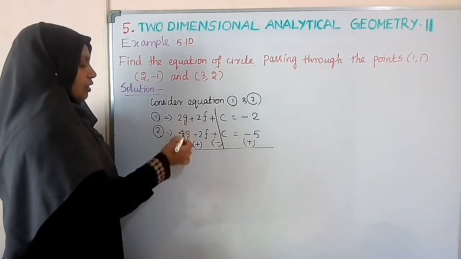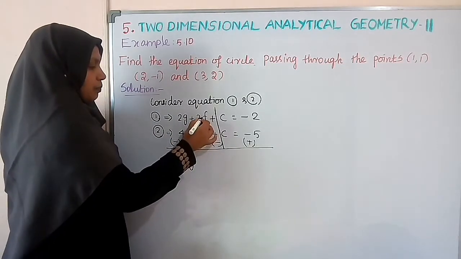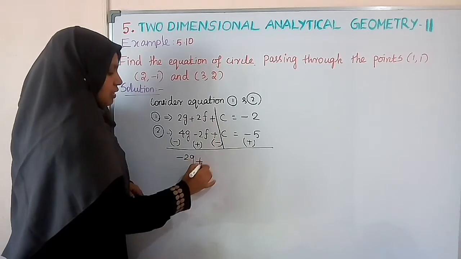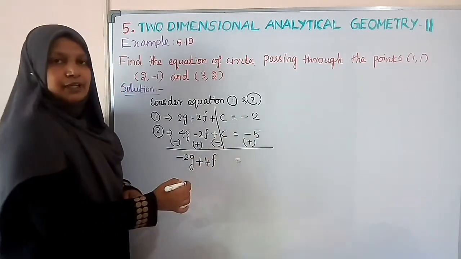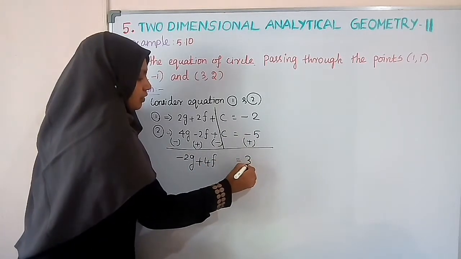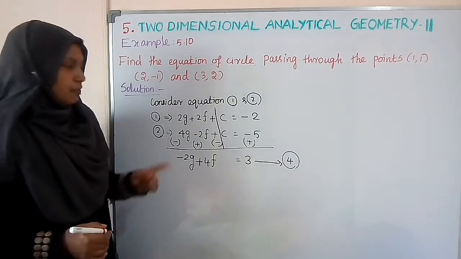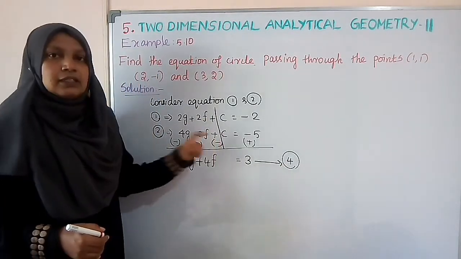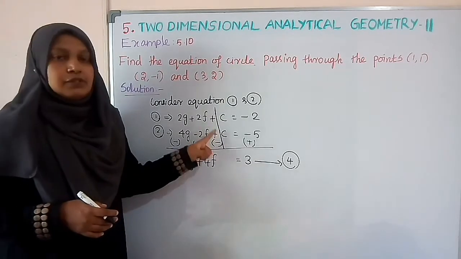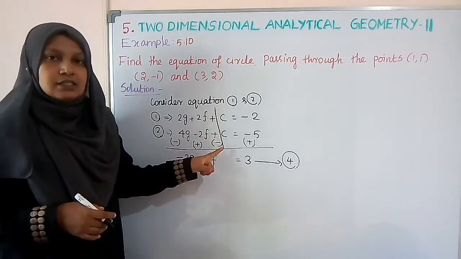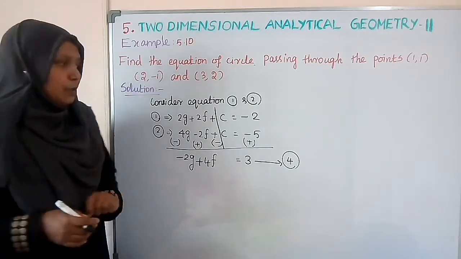The remaining we can write: 2g minus 4g is minus 2g, 2f plus 2f is plus 4f, equal to minus 2 plus 5, it is plus 3. So mark this equation as number 4. So from the first two equations I eliminated the variable c. Similarly, you can eliminate the same variable. In the first set we are eliminating c, which means in the next set also we should eliminate the same variable. That is very important.